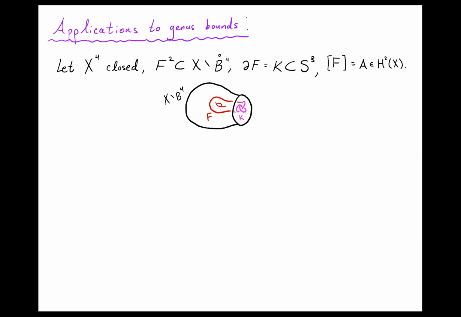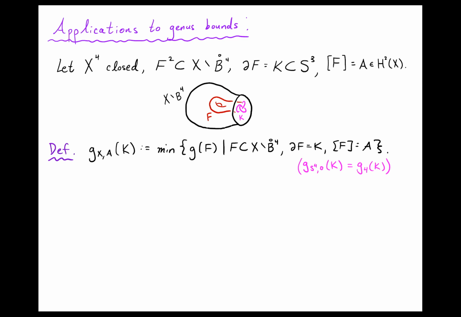So what we're going to do is see how we can apply this to genus bounds inside of four manifolds. Consider the following situation. Consider any old closed four manifold and a surface F inside of the punctured four manifold, such that its boundary is equal to some knot K on the boundary 3 sphere, and let A denote the homology class of F sitting inside of H_2 of X. And so we have the following picture over there.